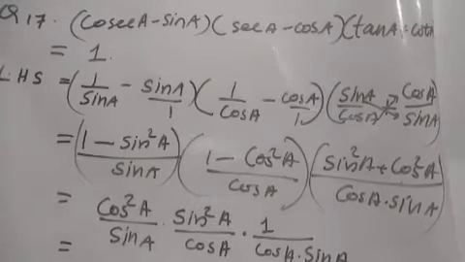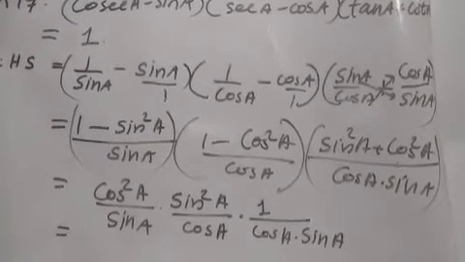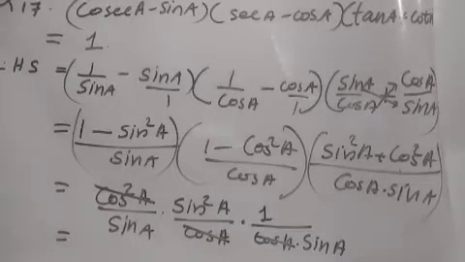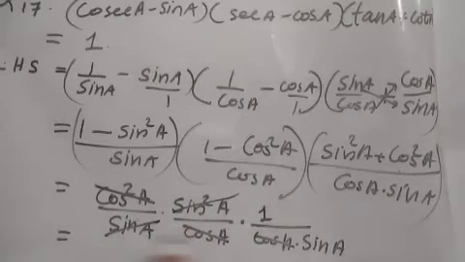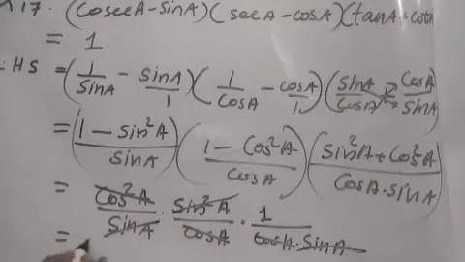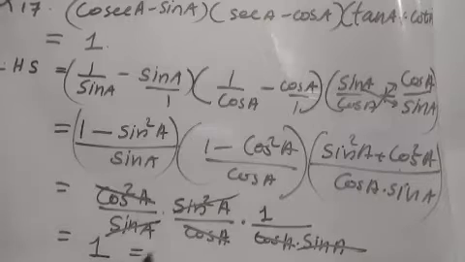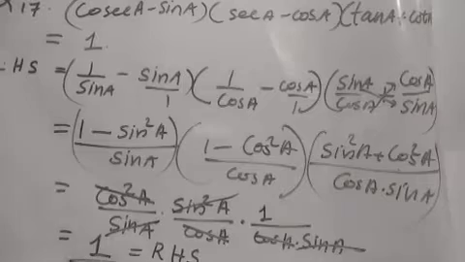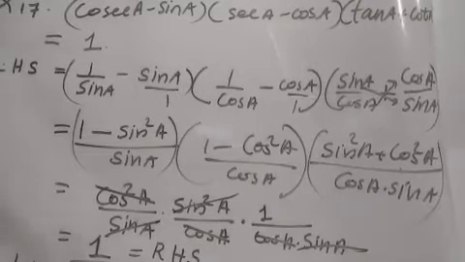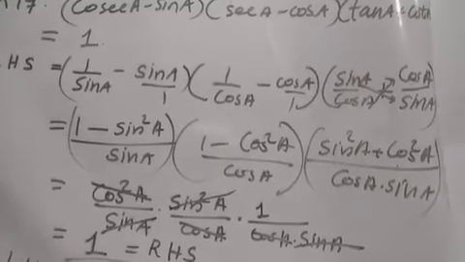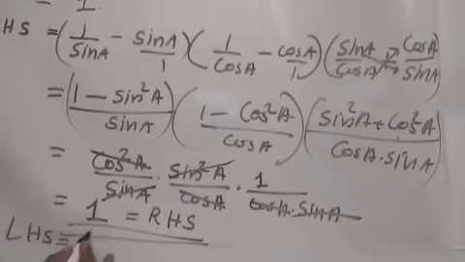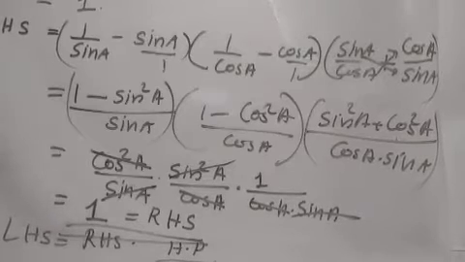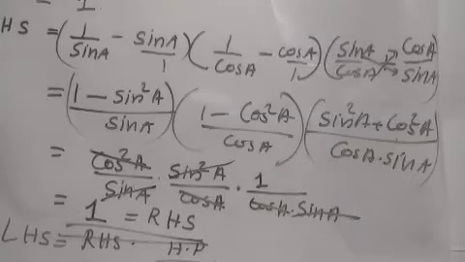Now, cos A into sin A. Look at the numerator and denominator. Can we cancel out any terms? Cos A into cos A gives cos square A. Sin A into sin A gives sin square A. So the answer is 1. That is RHS. LHS is equal to RHS, hence we proved. Understood? So these type problems are very easy to solve.